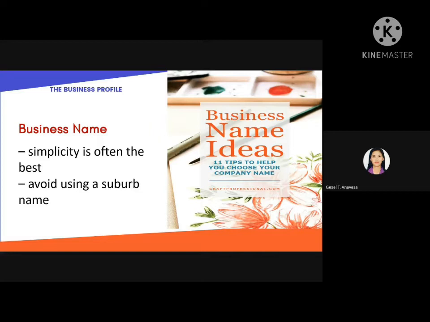Okay, so your business name should be simple, then avoid pud ang mga suburb name. Okay, mao na siya ang example, and then it should be interesting. Okay, interesting na siya and indicative, mag-indicate na siya kung unsa ang product or services you are offering to the consumer. Mao gyud na siya ang pag-create sa business name.